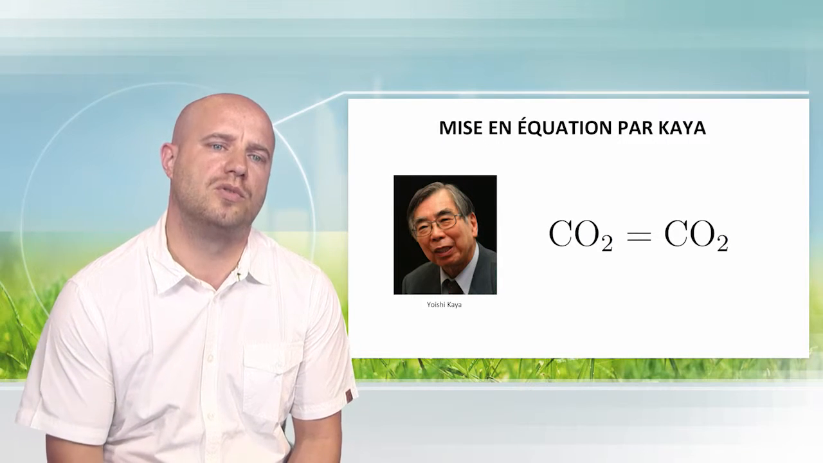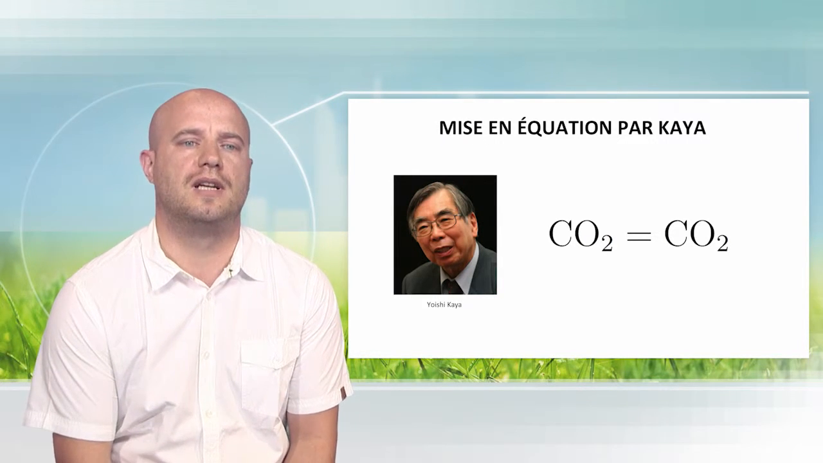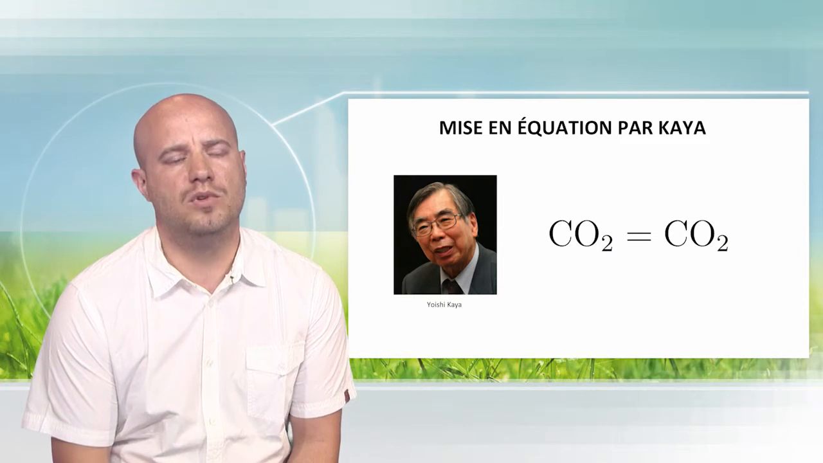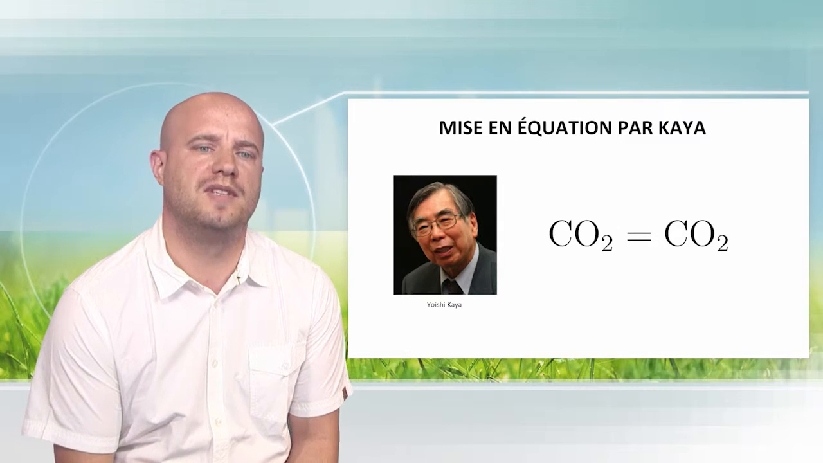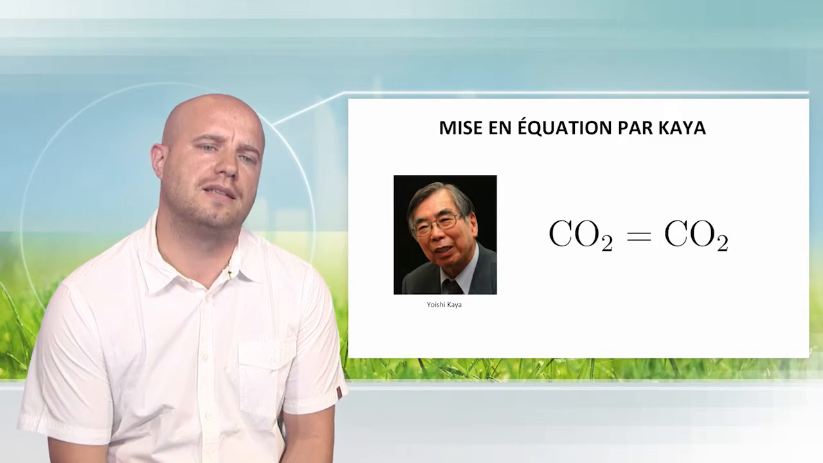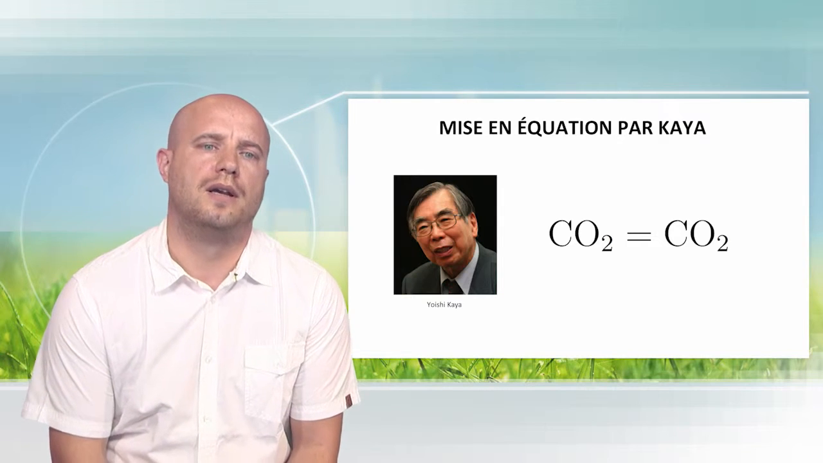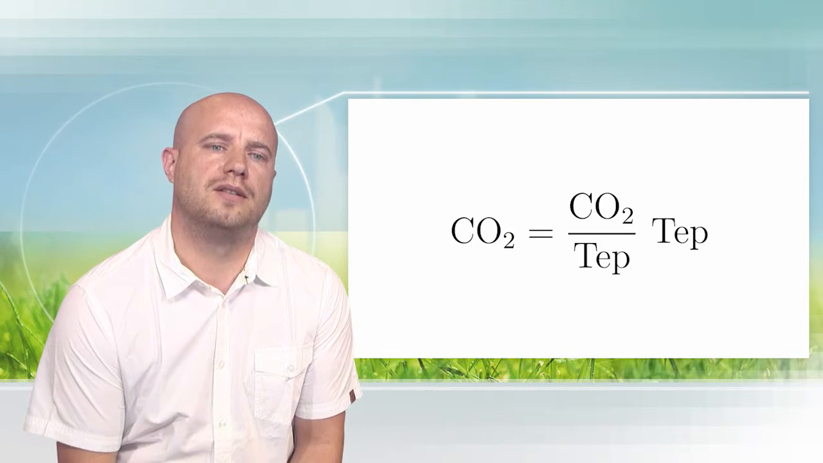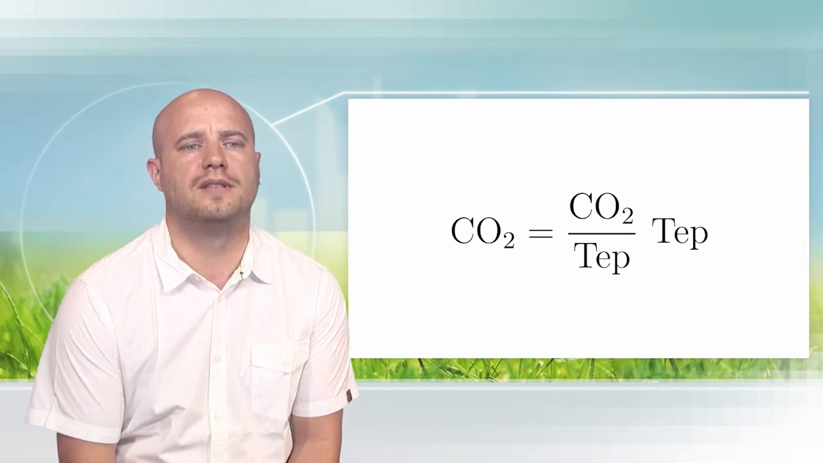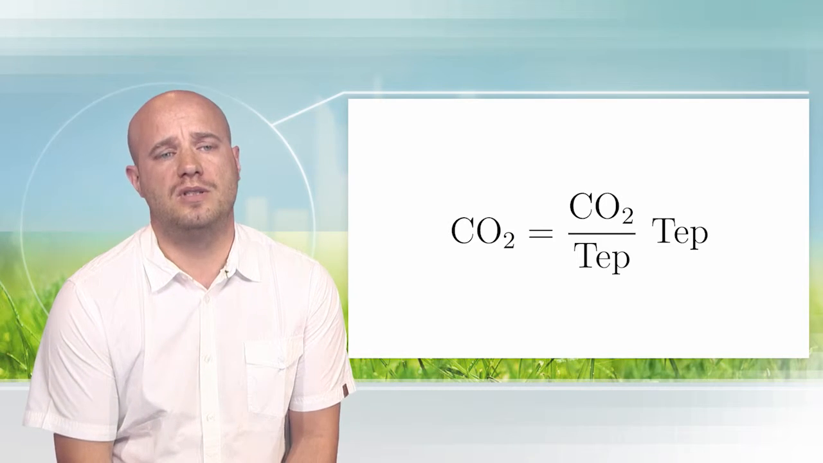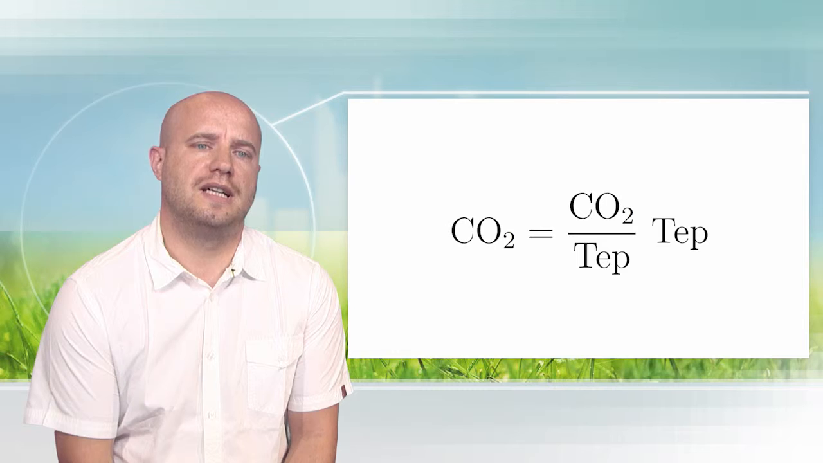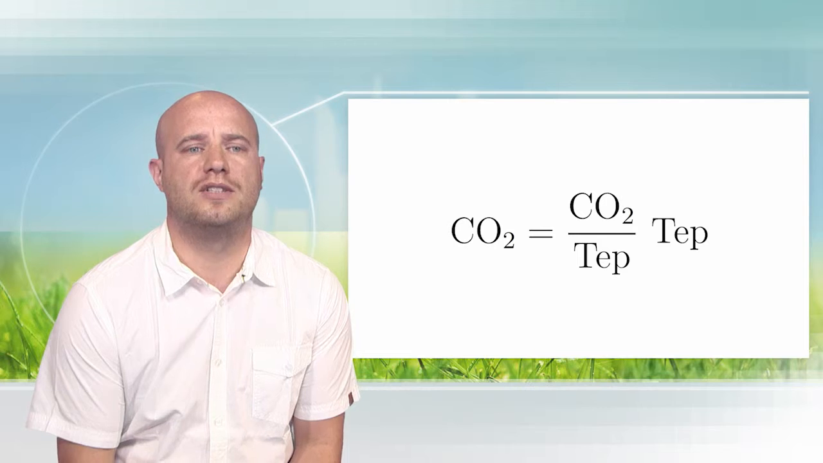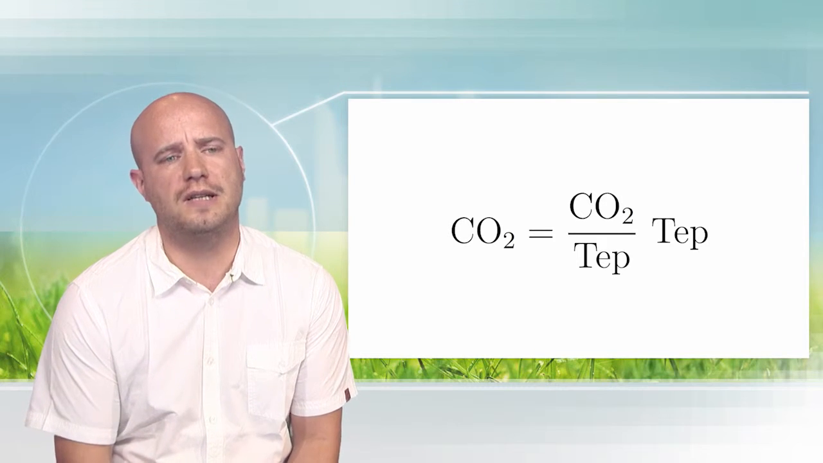He said, okay, CO2 emissions equals CO2 emissions, a very simple equation. But he was very clever and he divided and multiplied the right-hand side member with the same term to keep the equality, and he introduced or rather allowed new parameters to appear. He divided the right-hand side term with the first parameter, tons of oil equivalent, TOP, and multiplied it again with TOP. The tons of oil equivalent is an energy unit that is used to compare processes of energy production.